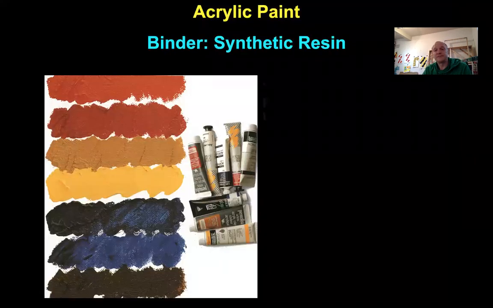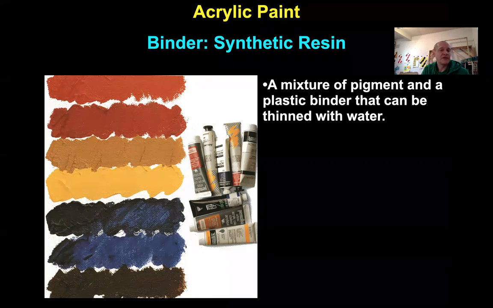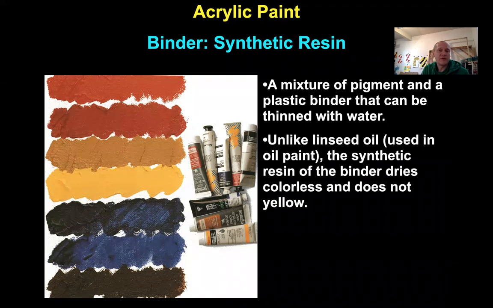Okay, acrylic paint. So it's a mixture of a pigment and a plastic binder that can be thinned with water. So that's what's interesting about it. It's a plastic that can be thinned with water. And unlike linseed oil, the synthetic resin of the binder dries colorless and is not yellow.